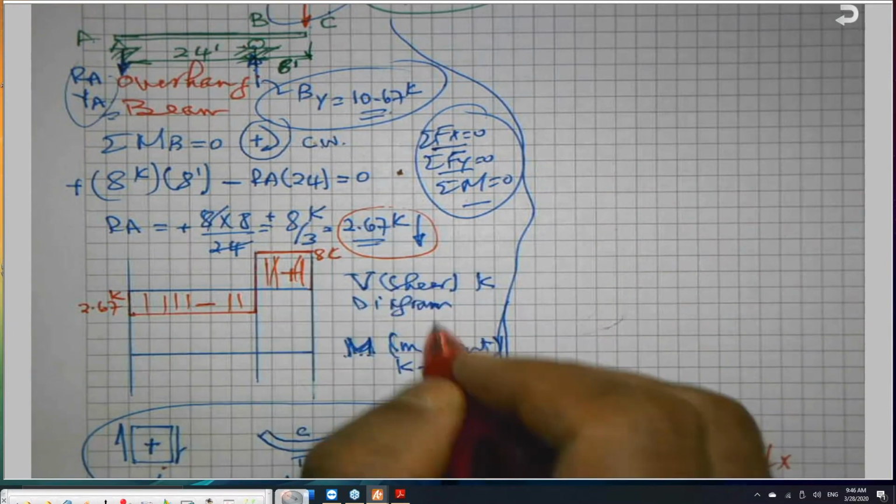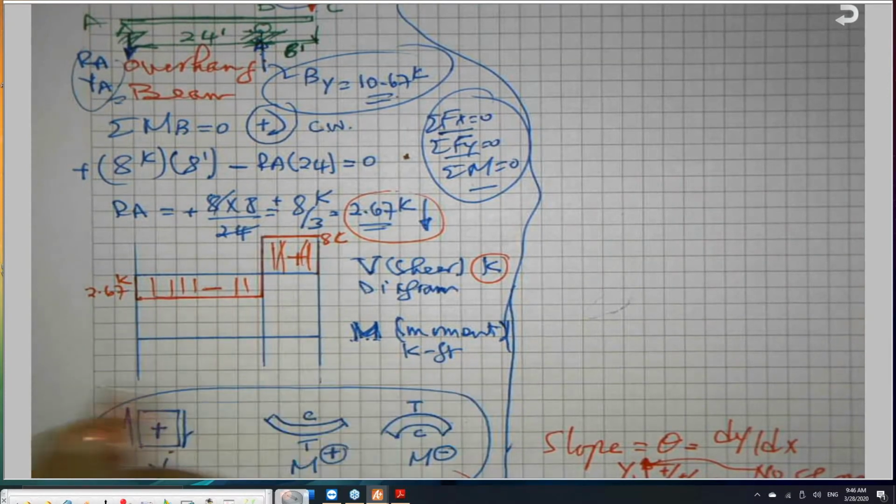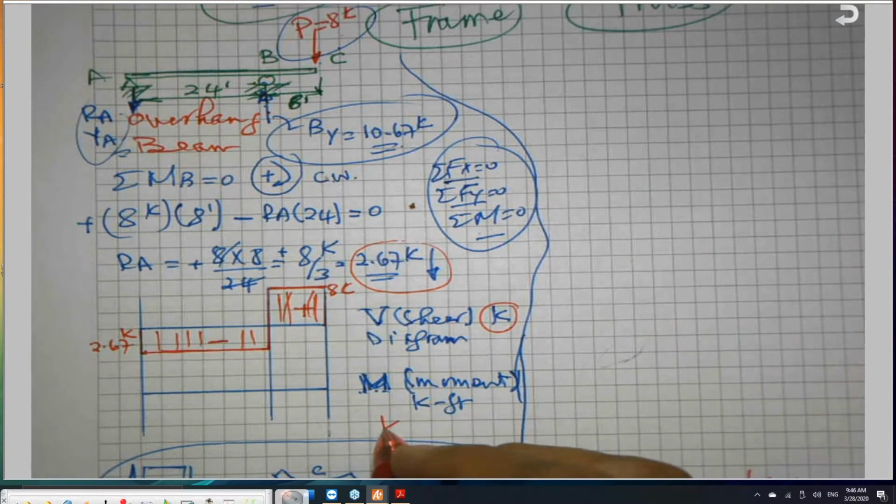Kips, 8 kips, or already you put kips here. And so remember the slope and so on. Let's come to the bending moment diagram. There are key points. Always look for key points.